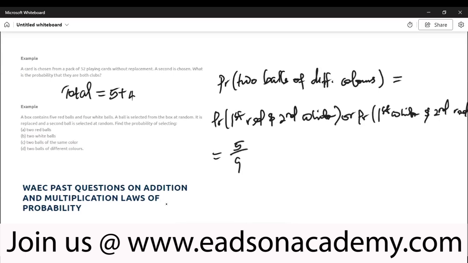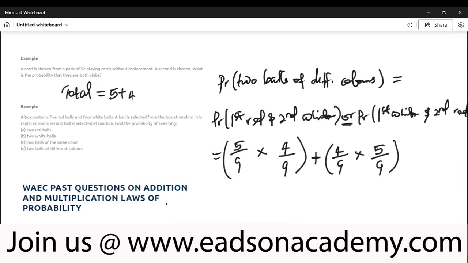And 'and' here indicates independent events, so that is multiplication of probabilities. So the probability that the first is red, which is 5 over 9, multiplied by the probability that the second is white, that is 4 over 9. Then 'or' here indicates mutually exclusive events, addition of probabilities. So here, first is white, that is 4 over 9, and the second is red, 5 over 9. So 5 times 4 is 20, and 9 times 9 is 81, plus 4 times 5, again 20, over 81. The denominators are the same, so we can add the numerators. 20 plus 20 is 40, so 40 over 81.